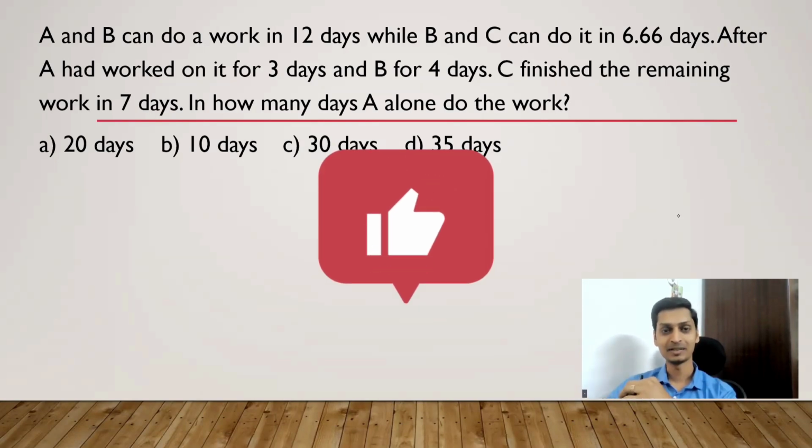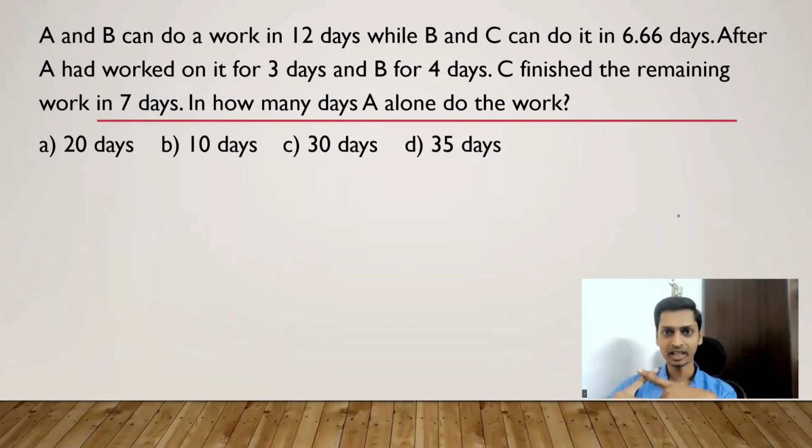So here we have the first question. A and B can do a work in 12 days while B and C can do it in 6.66 days. After A had worked on it for 3 days and B for 4 days, C finished the remaining work in 7 days. In how many days can A alone do the work?